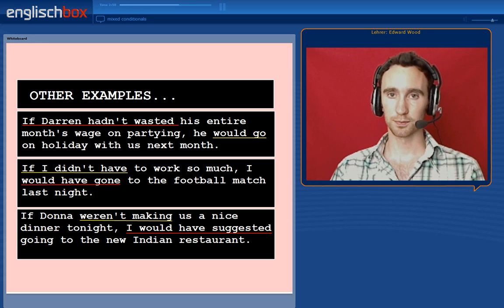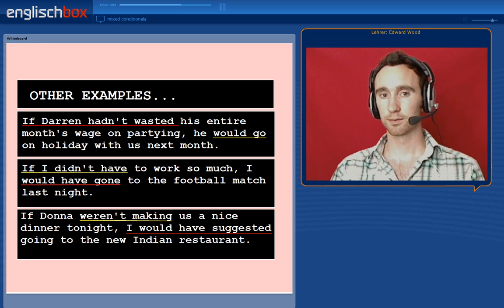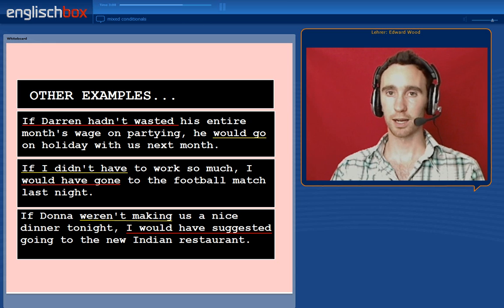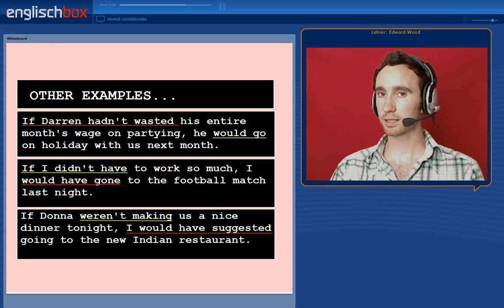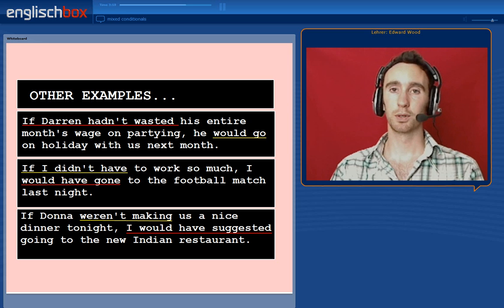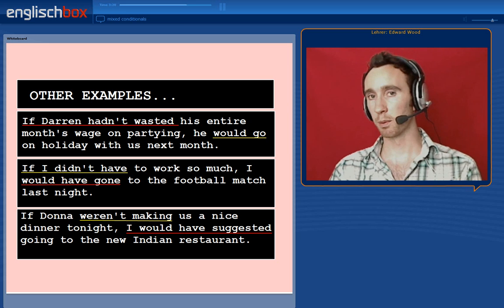If I didn't have to work so much, I would have gone to the football match last night. So here we have the main clause referring to a past event, but the if clause refers to a constant event. So not something that we did in the past, or not only in the past, but also in the present, and most probably in the future.